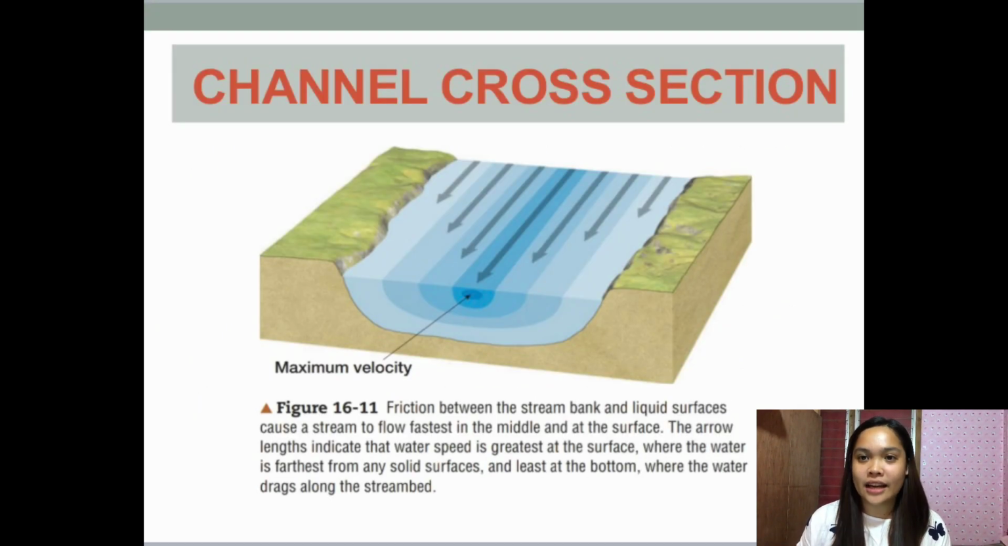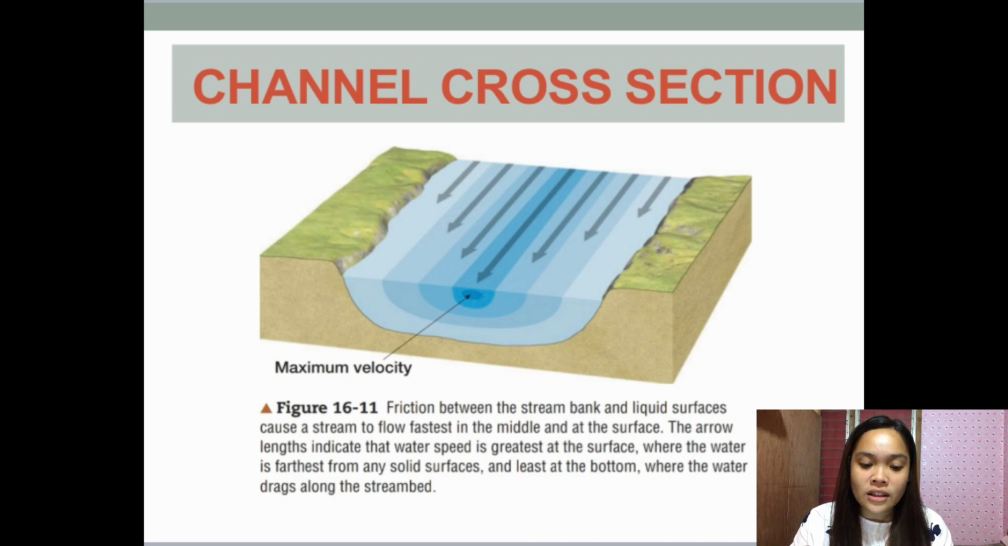So, the channel cross-section. A principal cause of flow irregularity is the retarding effect of friction along the bottom and the sides of the channel. It causes the water to move most slowly there and fastest in the center of the stream. The amount of friction is determined by the width and depth of the channel and the roughness of its surface. As you can see in the picture, the friction between the stream bank and the liquid surfaces causes a stream to flow fastest in the middle and at the surface.